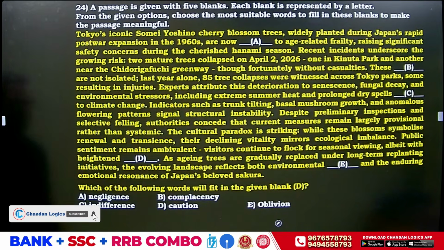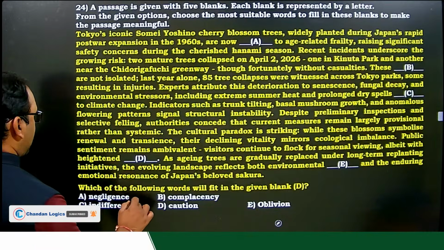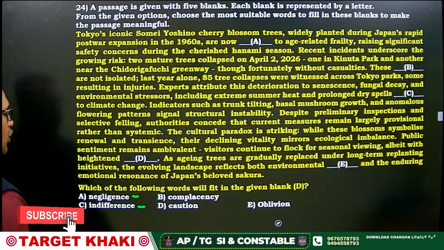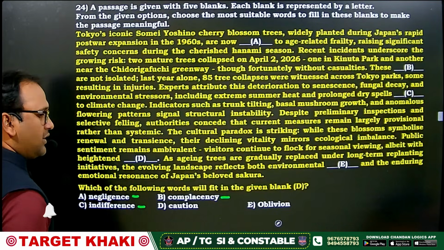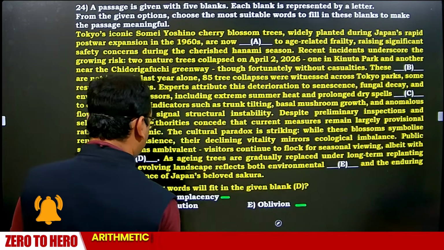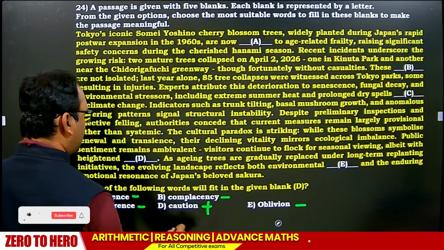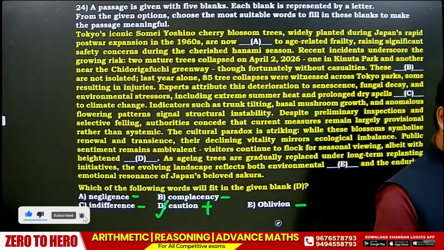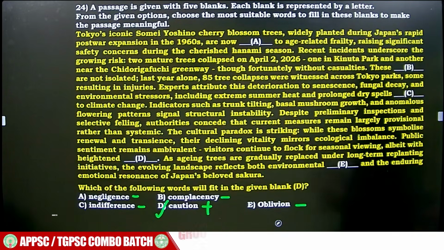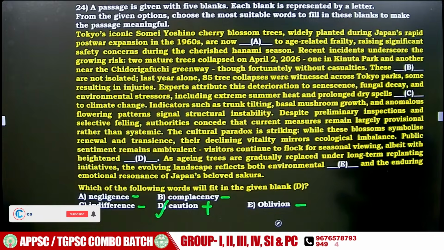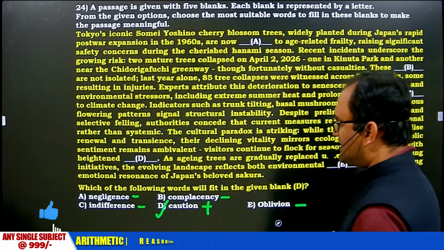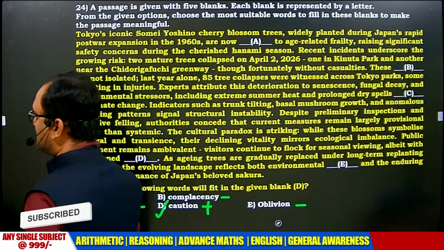Are you ready? Negligence is a minus word. Indifference is a minus word. Complacence is a minus word. Oblivion is a minus word. Caution is a plus word. Done. Negligence is a minus word. Complacence is a minus word. Oblivion is a minus word. Indifference is a minus word. Caution is a plus word.